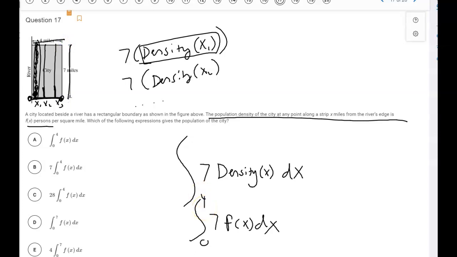And so this little formula here is the one that could tell you the total number of people that exist in that particular city. And so our option there would be B. Since 7 is a constant, you can go ahead and move it out to the front, which is what they chose to do there.